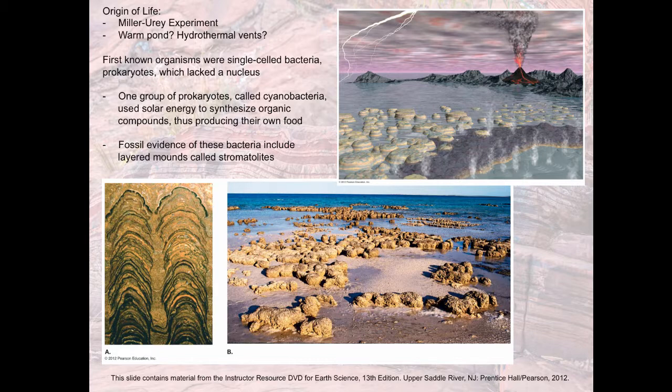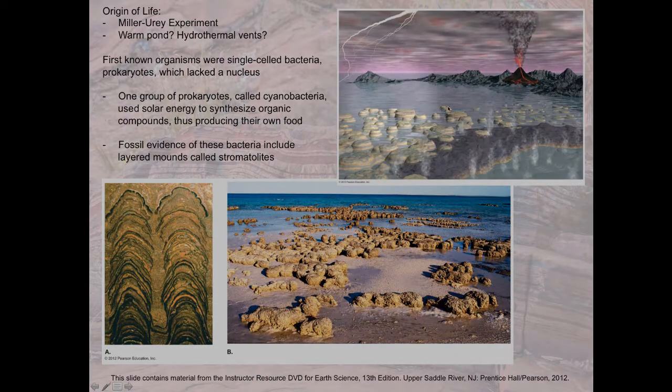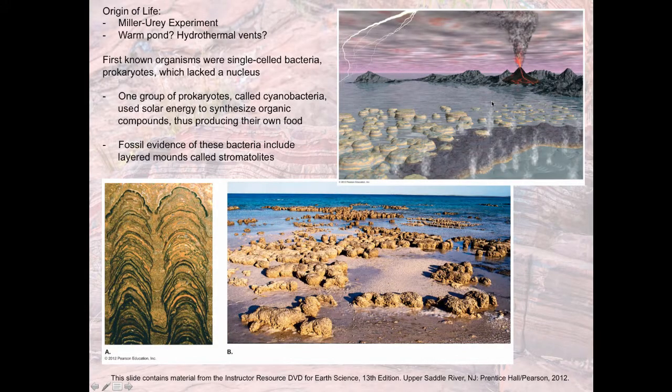Now, whether the first life formed in what are called warm pond environments, which are volcanic areas with lots of warm water and lightning on the surface of the earth, or in hydrothermal vents, which are deep in the ocean, where chemically rich fluids circulate through usually divergent boundaries, is still under great debate.